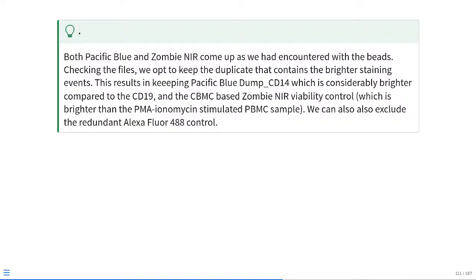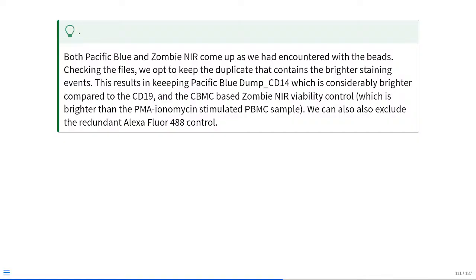So as we check these files, we need to opt to keep the duplicate that ends up containing the brighter staining events overall, and use that for our signature. So for this particular gating set, after we visualized it and double checked, we'd want to keep Pacific Blue CD14, which is substantially brighter by at least a log compared to the CD19 staining. And in the case of the zombie NIR, there was a brighter set of dead cells in the cord blood mononuclear cell compared to the PMA ionomycin stimulated sample.